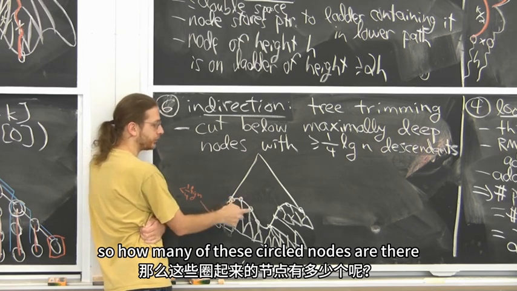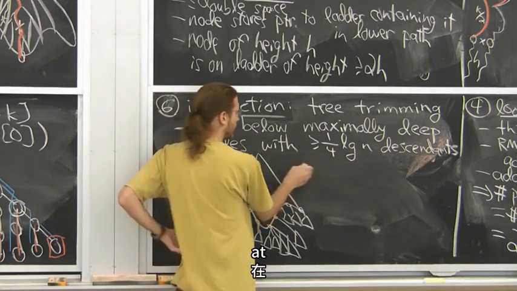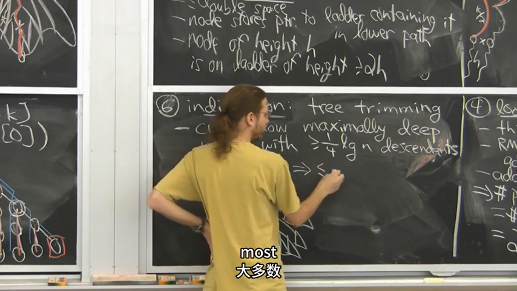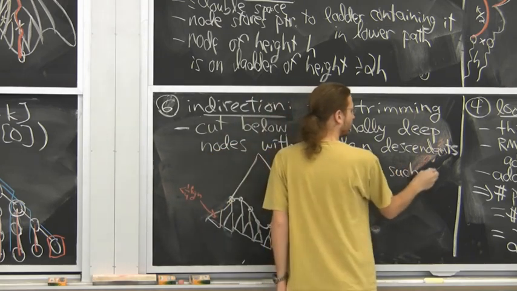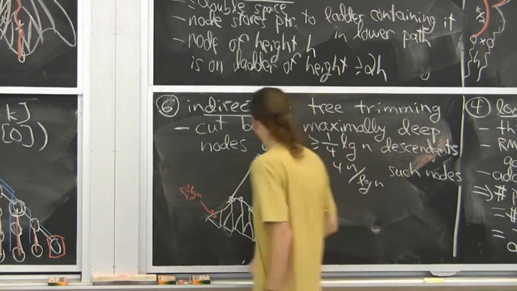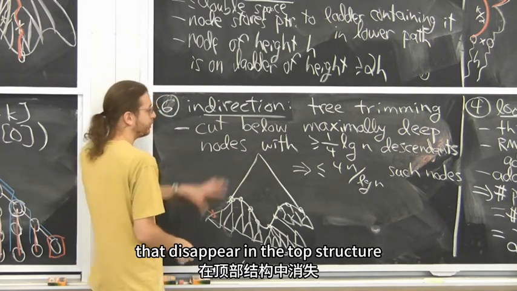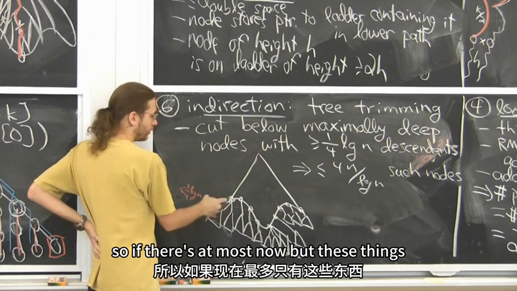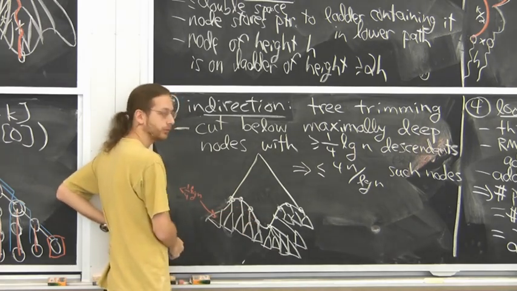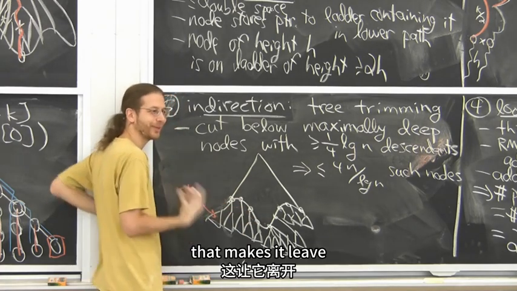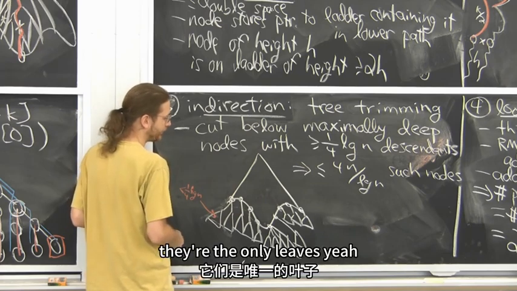So how many of these circled nodes are there? Well, at most n over log n such nodes. Right? Because I can charge this node to at least a quarter log n nodes that disappear in the top structure. But these things become the leaves. If I cut all the edges going down from there, that makes it a leaf. And they're the only leaves? Yeah.